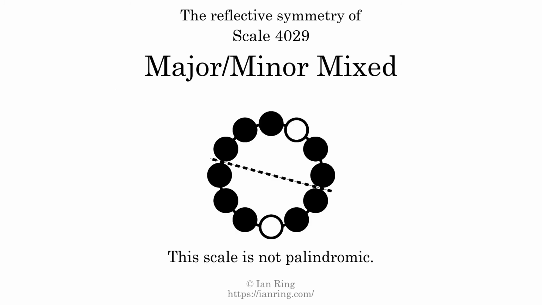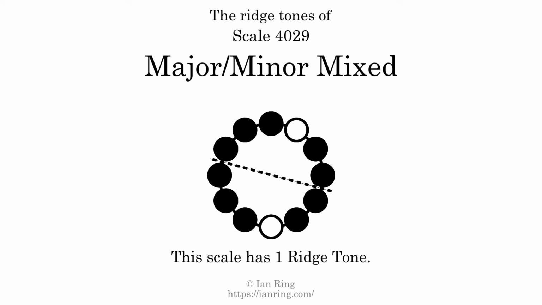This scale has reflective symmetry across an axis position 3.5 semitones from the root. This scale has a different pattern of intervals ascending and descending, so it is not palindromic. This scale has one ridge tone.